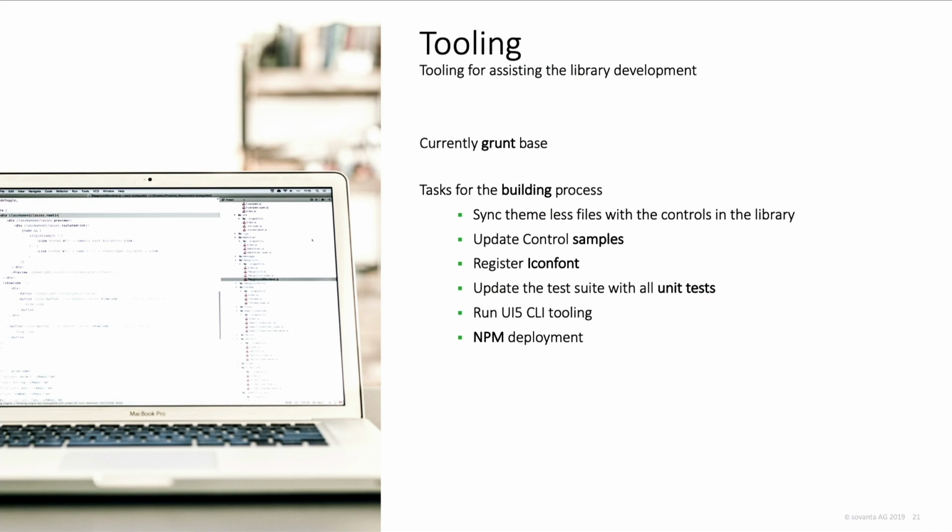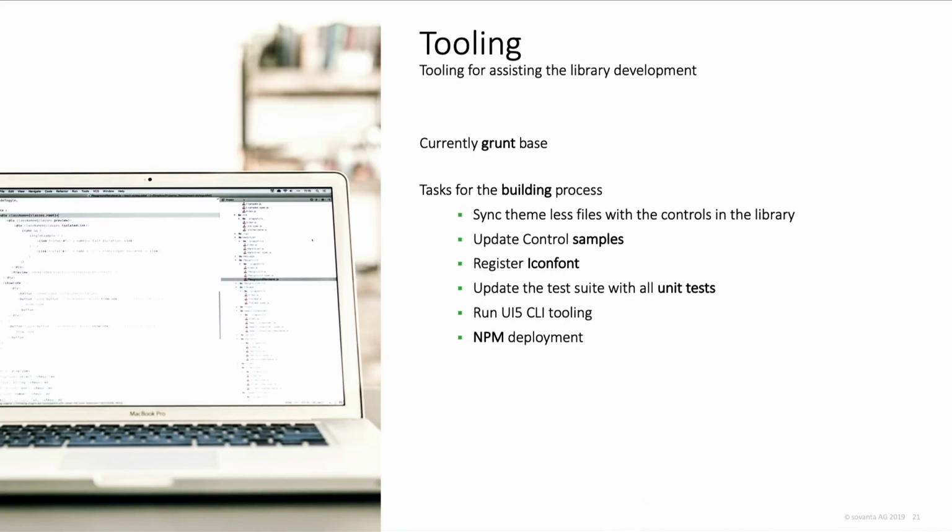Then we have a task for registering our icon font. Whoever used a custom icon font in UI5 knows the struggle of registering every glyph in the icon pool with an add icon. And we automated that for our icon font because it gets updated very frequently. The next thing is we update our test suite automatically. So every test file that's in our test folders will be added to this test suite so that we don't have to do it manually.